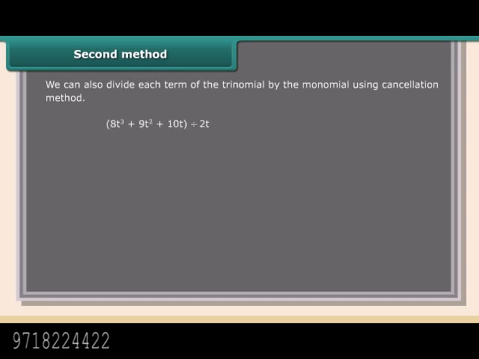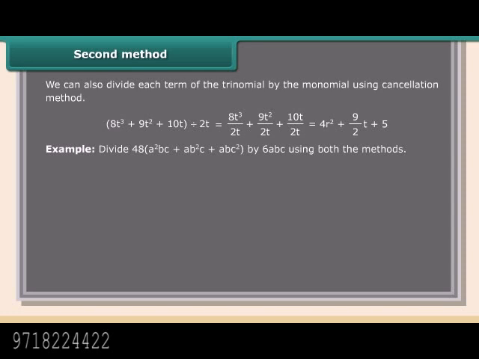Second method. We can also divide each term of the trinomial by the monomial using the cancellation method. 8t cubed plus 9t squared plus 10t divided by 2t is equal to 8t cubed upon 2t plus 9t squared upon 2t plus 10t upon 2t is equal to 4t squared plus 9 upon 2 into t plus 5.